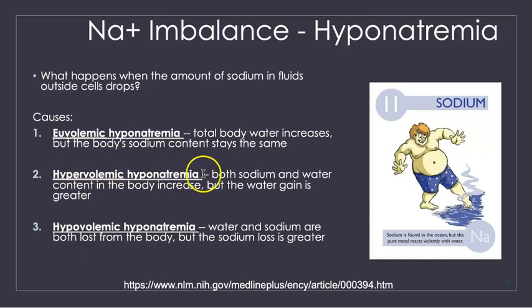Hypervolemic hyponatremia, both sodium and water are increasing, but the water gain is greater. So again, you're just not ingesting enough salt. And then hypovolemic hyponatremia, water and salt are being lost, but the sodium loss is greater. So this sometimes may happen via kidney dysfunction, or I don't know if it really happens with sweating. Usually you're losing as much water as you are salt, but anyway, these are the three different ways primarily that you can have hyponatremia. And if you want to learn a little bit more about it, I've provided a link for you.